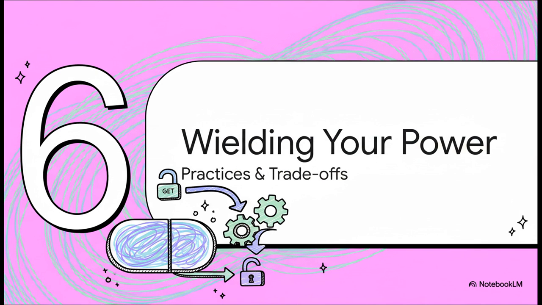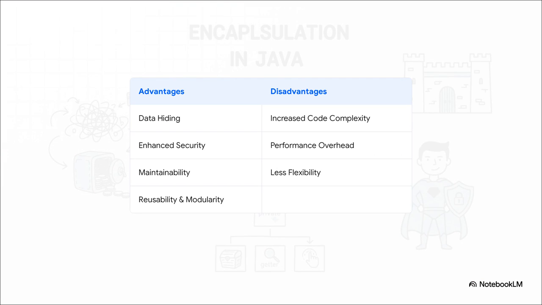Now, with any great power comes the need to use it wisely. Encapsulation is amazing, but it's important to understand the best ways to use it and the, let's say, minor trade-offs that come with it. Okay, let's just be honest. Writing getters and setters for every single variable, yeah, it adds a few more lines of code. And technically, calling a method is a tiny bit slower than just accessing a variable directly. But here's the secret the pros know. For 99.9% of apps out there, these so-called disadvantages are completely meaningless compared to the massive wins you get in security, maintainability, and just building code that doesn't fall apart.